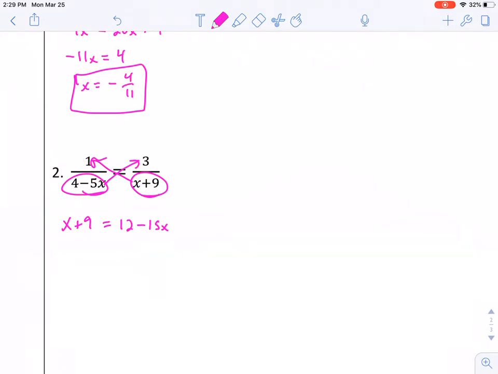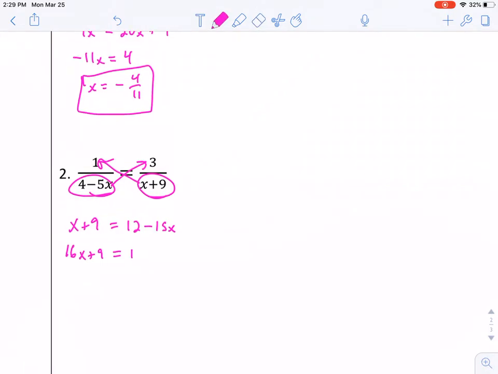Now we solve. I'm going to add the 15x over. Got ahead of myself here. Now subtract the 9 and divide by 16.